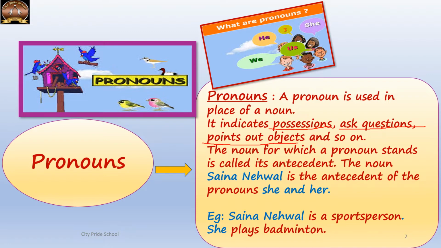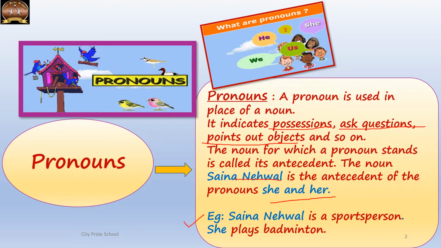Now there's one new concept that I would like to introduce to you, though it is not mentioned in our grammar gear, but it's a good idea to learn about it. This concept will also be repeated in 7th standard. A noun for which a pronoun stands is called an antecedent. For example, the noun Saina Nehwal is the antecedent of the pronouns she and her in the example given below.